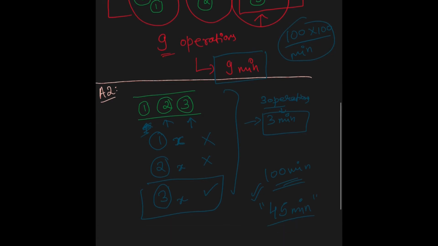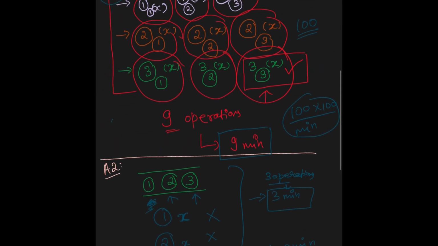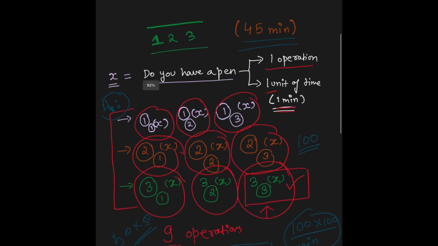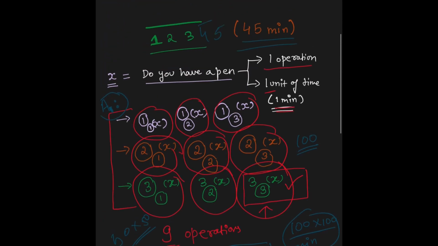So even if we had a class of around 50 students, this would only take us 50 minutes to reach the solution, but this algorithm would take us 50 into 50. Why am I saying that? Consider you had 4 and 5 also here. You would ask 1 about 4, 1 about 5, 2 about 4, 2 about 5, and this would basically be the square of the number of people.